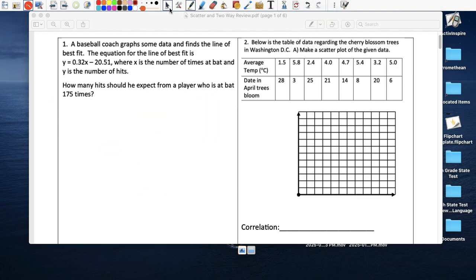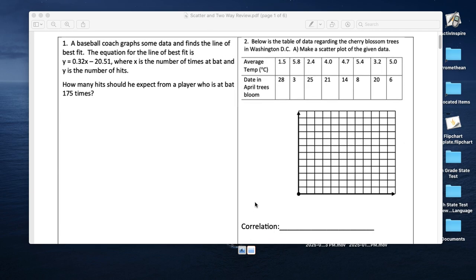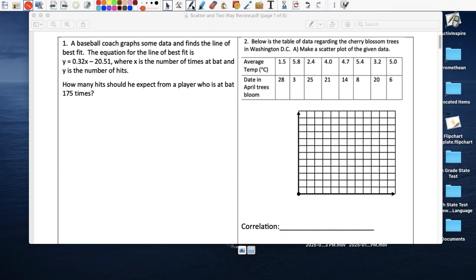Number 2, let me just scroll down a little bit to see what kind of question. So we want the correlation. Yeah, just the correlation. Is it positive, strong, negative? Is there no correlation at all? So if you've ever been to Washington, D.C., around March, April, there's a section where there's a lot of cherry blossom trees that Japan had donated to Washington, and they blossom, and it becomes really popular during that time, early spring. So they want to see if there's a correlation between the date in which they bloom and the temperature.